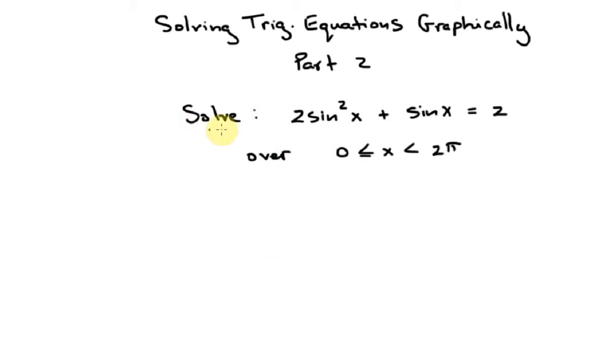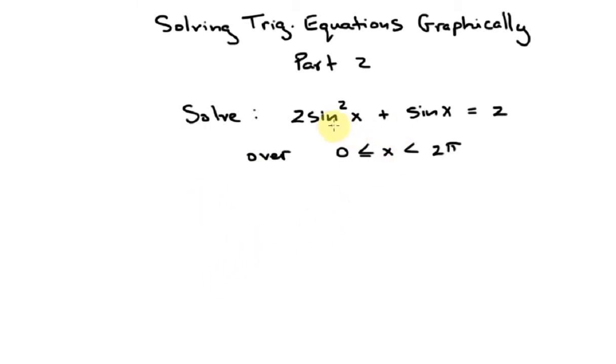I've got my second example. It doesn't have a context, but it's a trig equation, and we're just going to go ahead and solve it using the graphing calculator. Certainly it could be solved using some algebra, but I'm going to use the graphing calculator. So how do we do it?